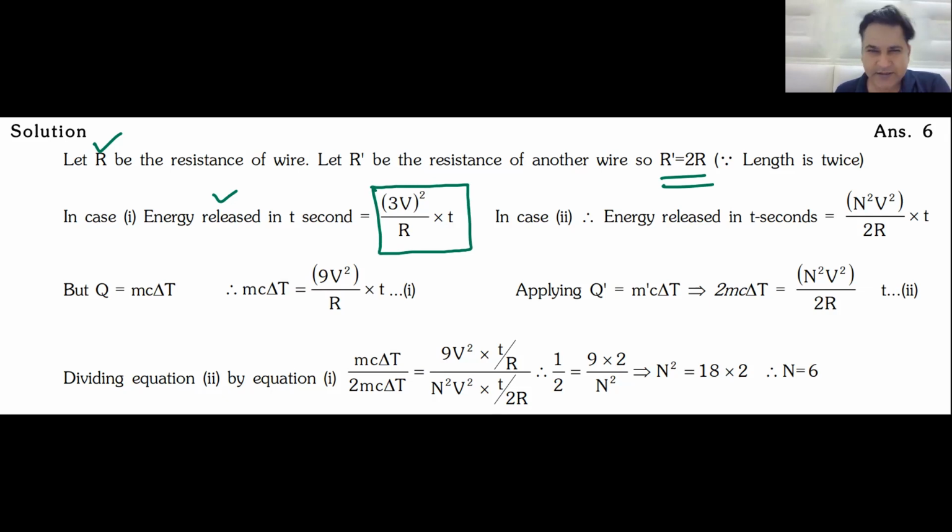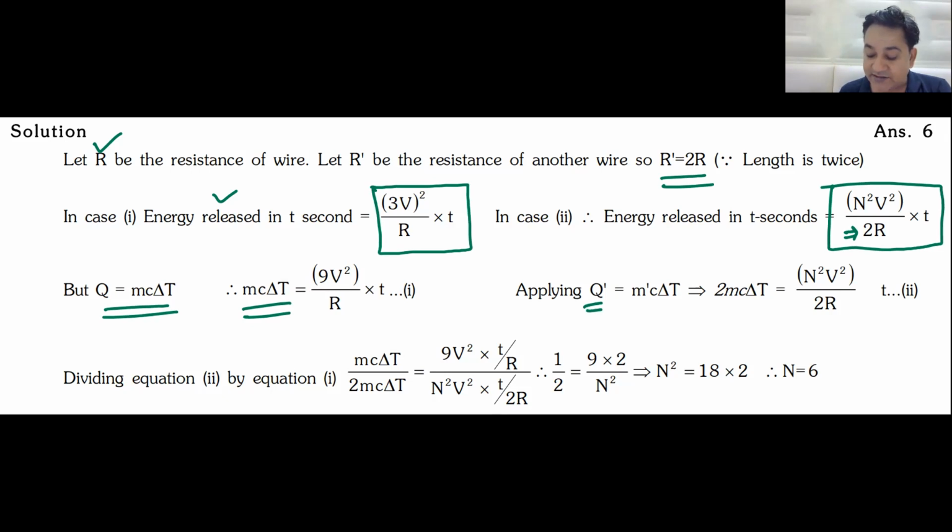You will get this 3V the whole square by R into T, yes or no? Yes, sir. Similarly, in the second case, the resistance has become 2 times R, and the number of batteries has become NV. I got it, sir. Okay, but remember, in the first case, the heat is mc delta T.